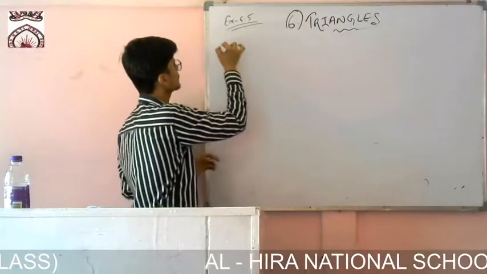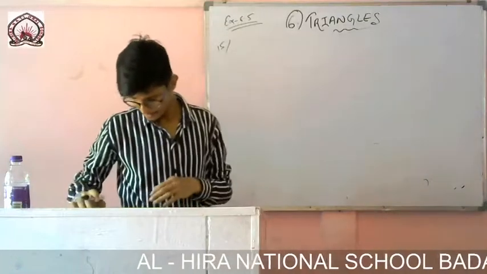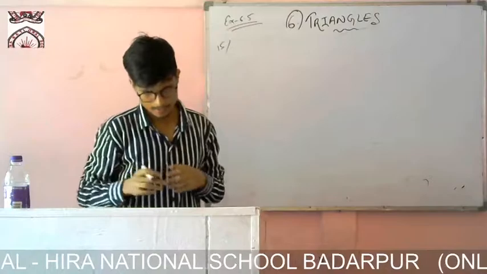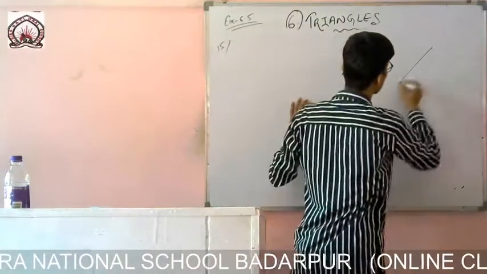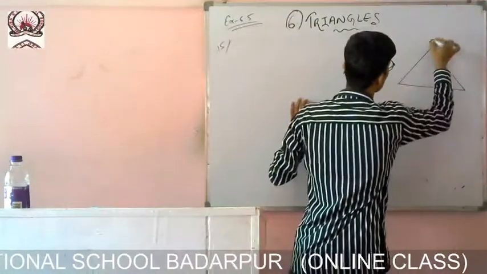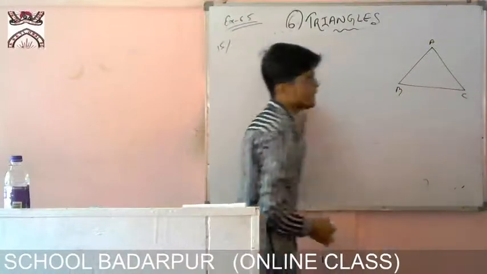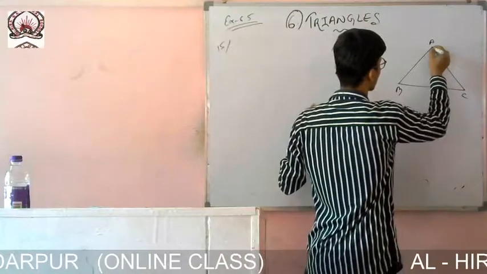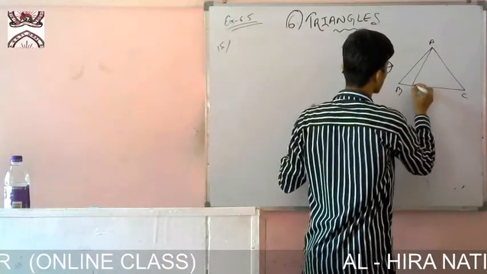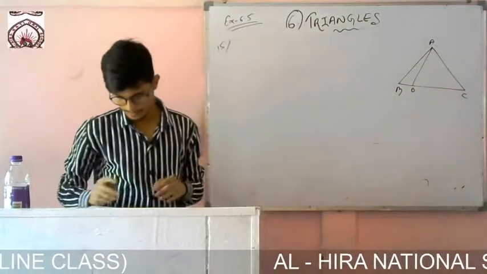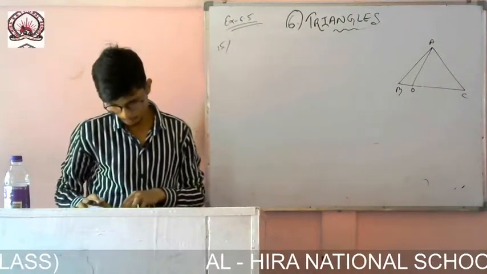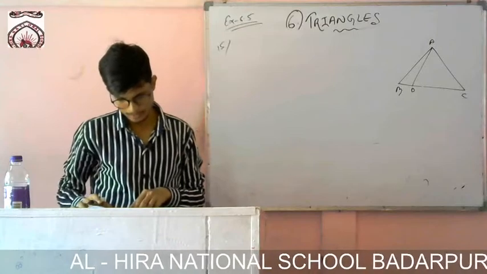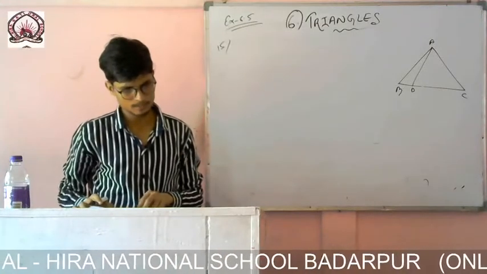Question number 15. What is given is that in an equilateral triangle ABC, D is a point on side BC. So D is a point on this BC, such that BD is equal to 1 by 3 BC. Prove it.